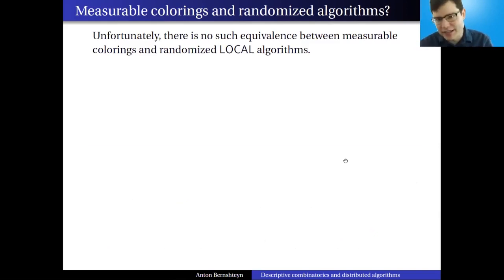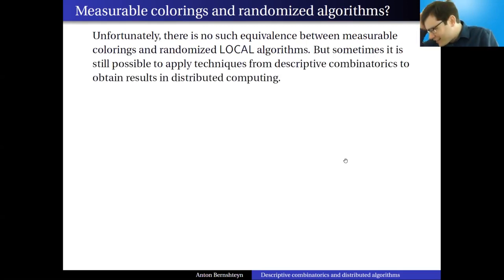What about, say, measurable colorings? We know that randomized distributed algorithms yield measurable colorings. So you can hope maybe to go back and say that measurable colorings yield randomized local algorithms. Unfortunately, this is not the case. You can find examples where measurable colorings exist, but no efficient randomized algorithms exist.